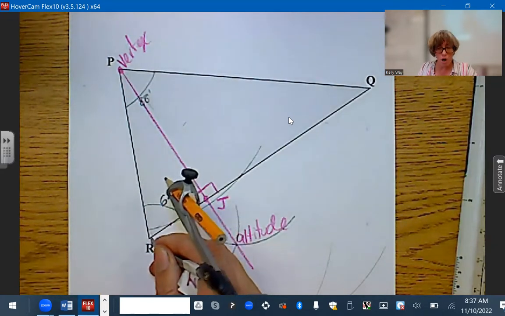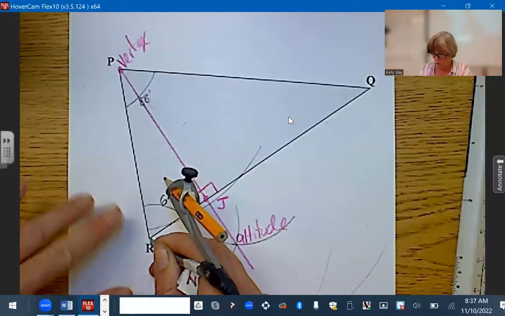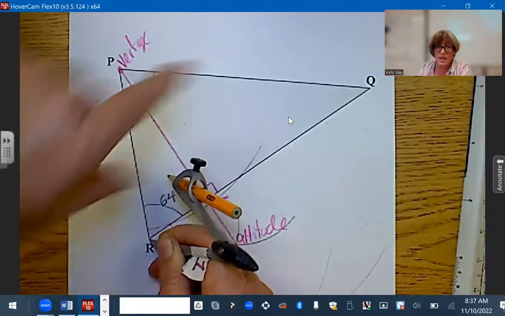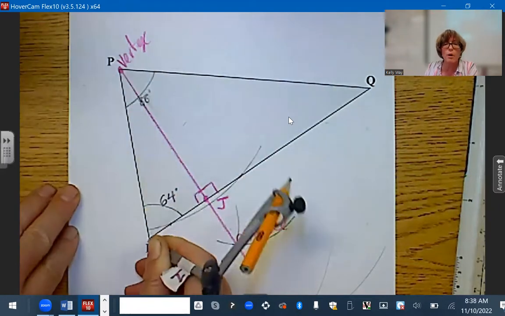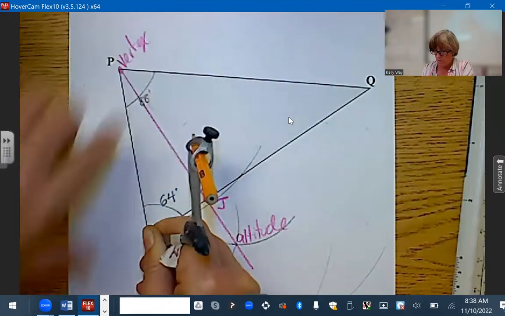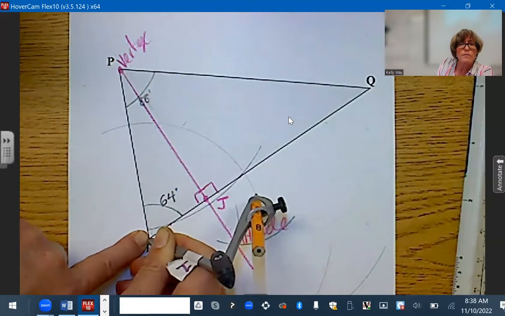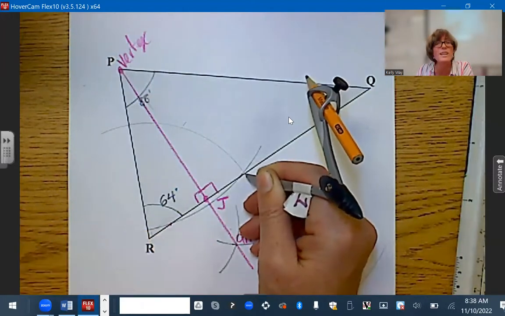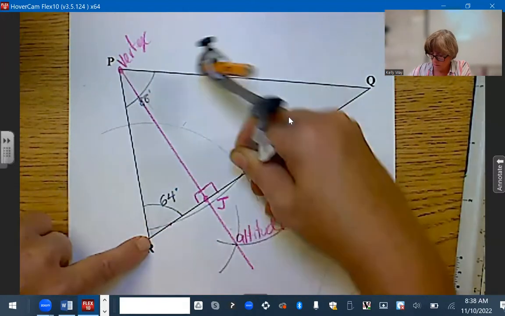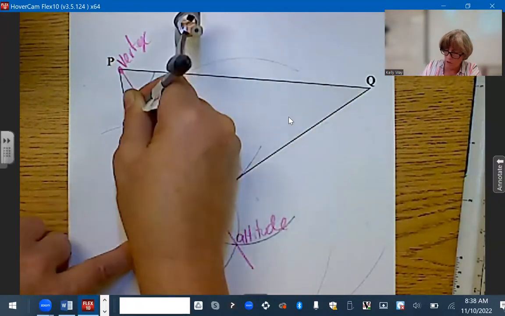So it says PRQ. So that's just a double check. That's PRQ, so we're at the corner R. It doesn't matter how far you open your compass as long as you intersect both sides. So it is, put your pivot at R, smiley. Then you go to one point of intersection. I call that the dimple. Dimple. Go to the other point of intersection, dimple.